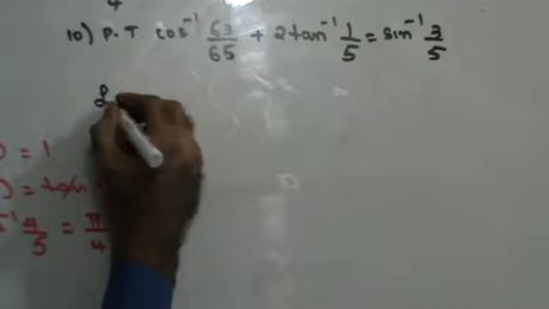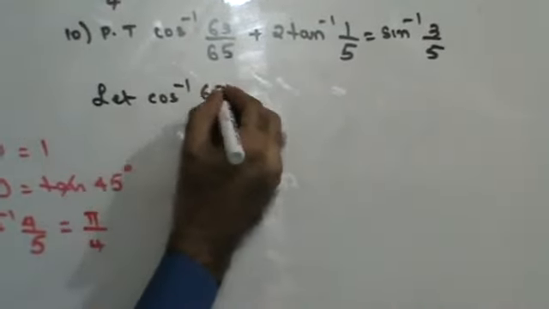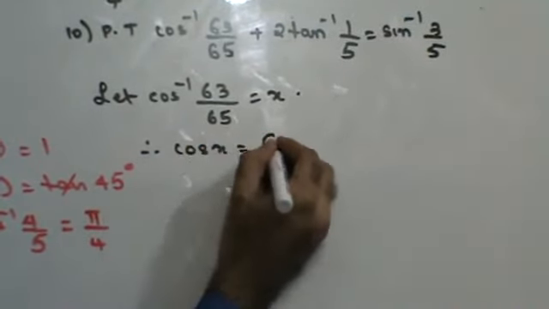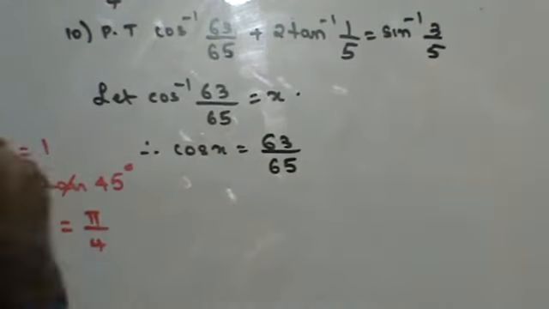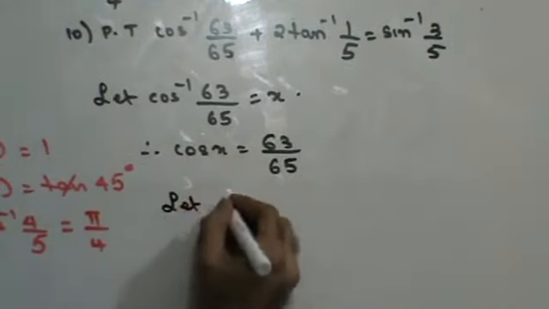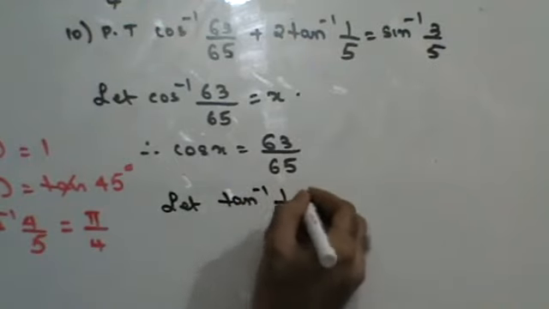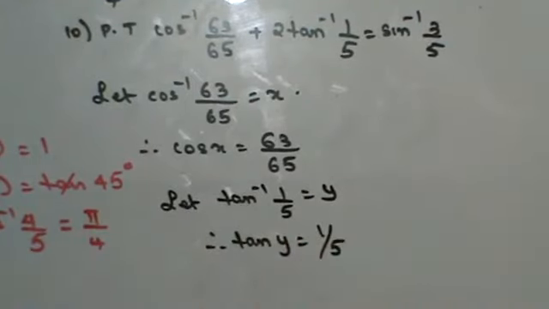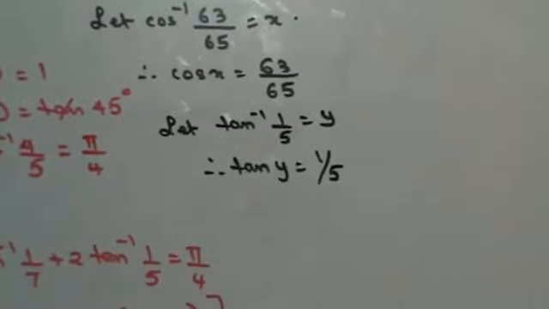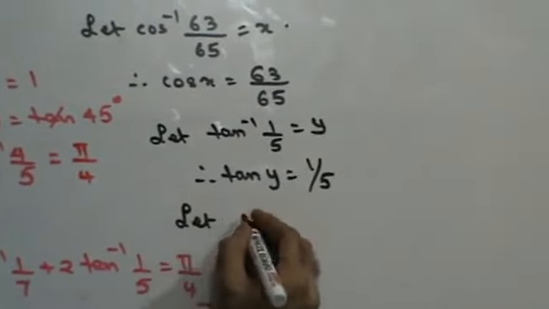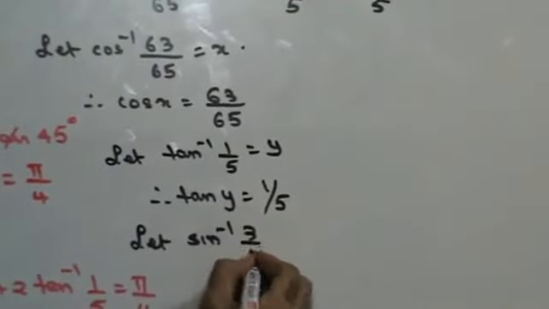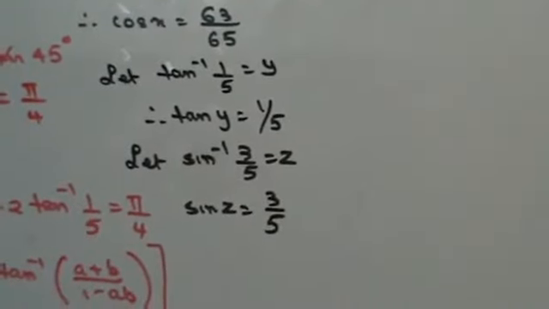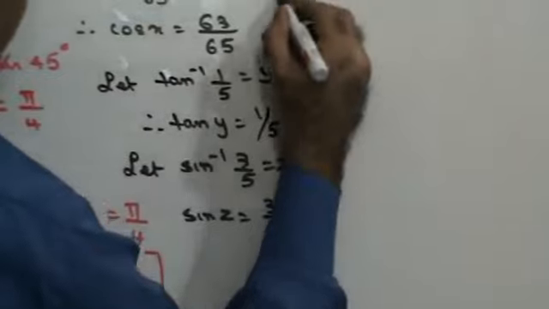So you'll say let cos inverse of 63 by 65 be equal to x. Therefore cos x will be equal to 63 by 65. Now let tan inverse of 1 by 5 be equal to y. Therefore tan y will be equal to 1 by 5. Right? Next, similarly let sine inverse of 3 by 5 be equal to z. Therefore sin z will be equal to 3 by 5. Let's draw the right angle triangle for all of them, people.